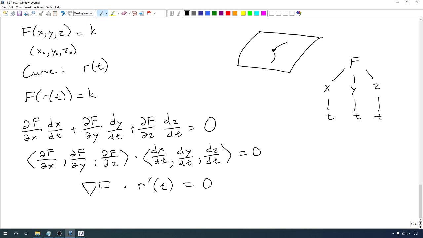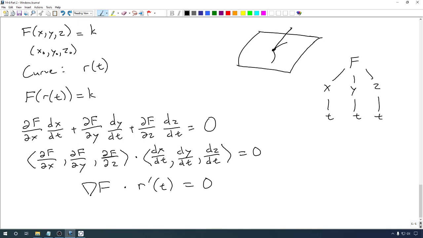So what this is saying is that the gradient of the function is actually giving us a vector that is perpendicular to the curve. So remember, r prime of t is just a vector pointing along that curve. Maybe I'll exaggerate those vectors a little bit so it's a little clearer.